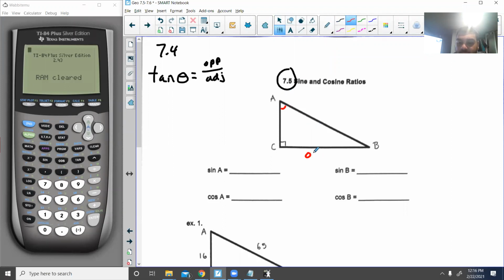From A, this would be the opposite side. This would be the adjacent side. And this would be the hypotenuse. So you want to start off by just labeling that. We'll base it off A. Just know for B, opposite and adjacent are swapped. So here's adjacent, here's the opposite, and the hypotenuse. This is for A in particular.